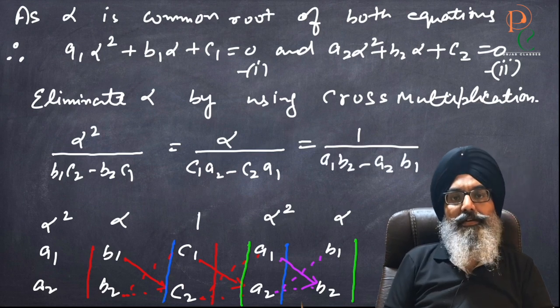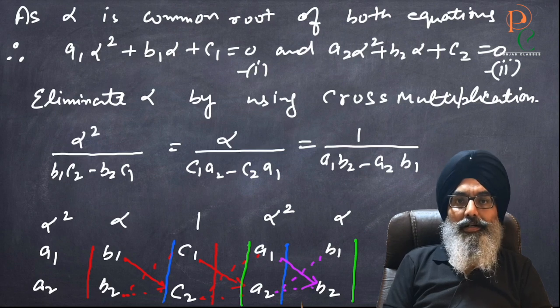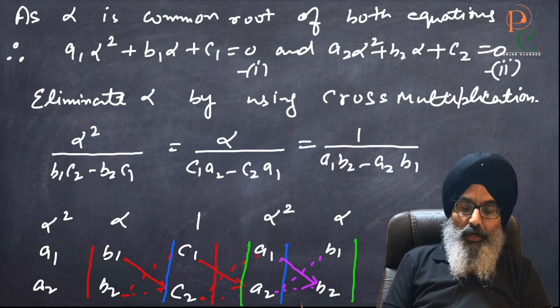Students have already learned the cross multiplication method in their previous classes. So I am just demonstrating it in another way by using the concept of these determinants. So we get these values under alpha square, under alpha and under 1.